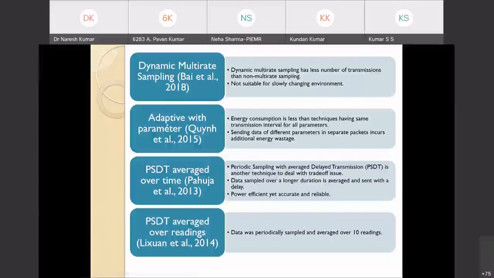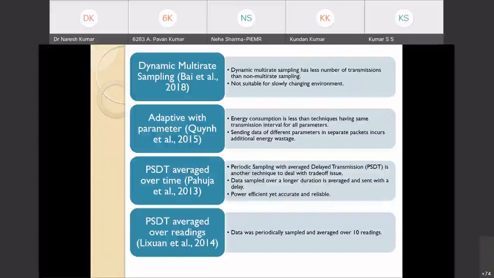And this is the adaptive with the parameter. In this case, the energy consumption is less than techniques having a fixed transmission interval for all the parameters, sending data of different parameters in separate packets, which incurs additional energy wastage. So that was made adaptive with the parameter. If we are transmitting, say, the temperature, or say, the humidity, each and every sensor will have its own sampling algorithm.